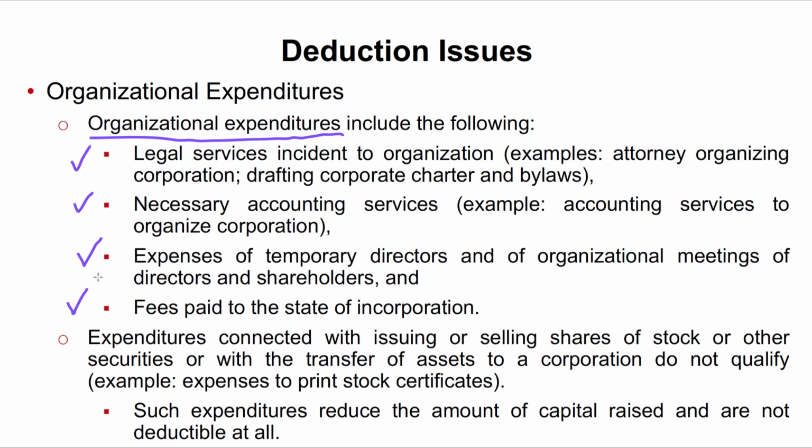Again, it's limited though. What types of things aren't organizational expenditures? Well, any expenditures connected with issuing or selling shares of stock are not considered organizational expenditures. So perfect example, printing off stock certificates. If you're printing out stock certificates, that cost is not going to be an organizational expenditure that can be amortized or immediately expensed. Instead, that's just going to be added into the costs. Okay, it's going to be added into the cost of the business.